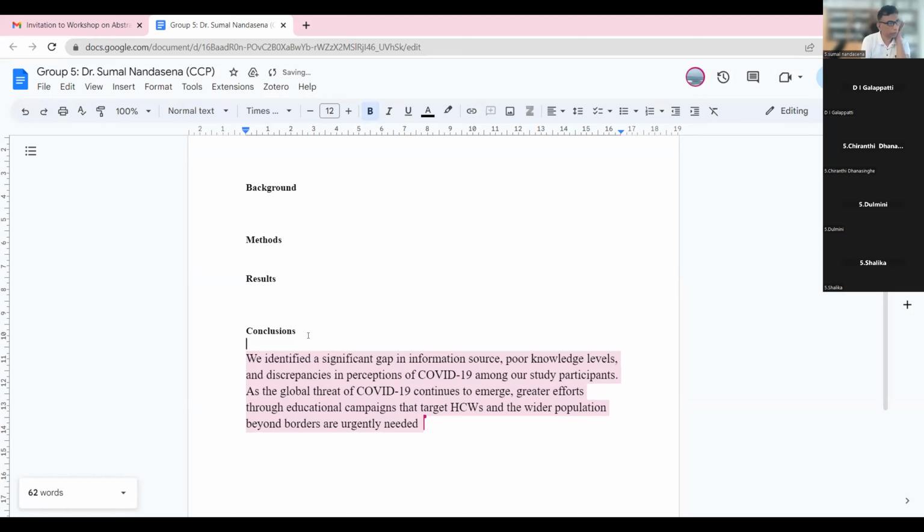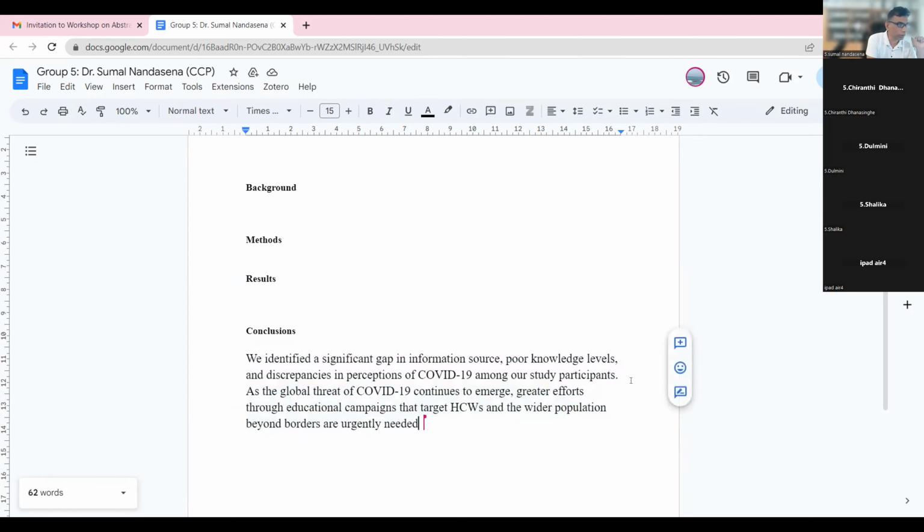Now see, the second sentence is some kind of a recommendation. Can you see, as the global threat of COVID-19 continues to emerge, great efforts through education campaigns that target healthcare workers and the wider population beyond the borders are urgently needed. So one thing is we can completely remove that one, because it's not just only the conclusion.